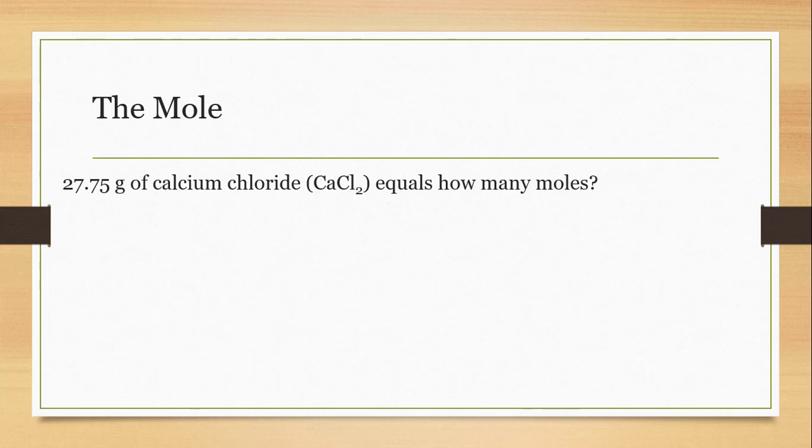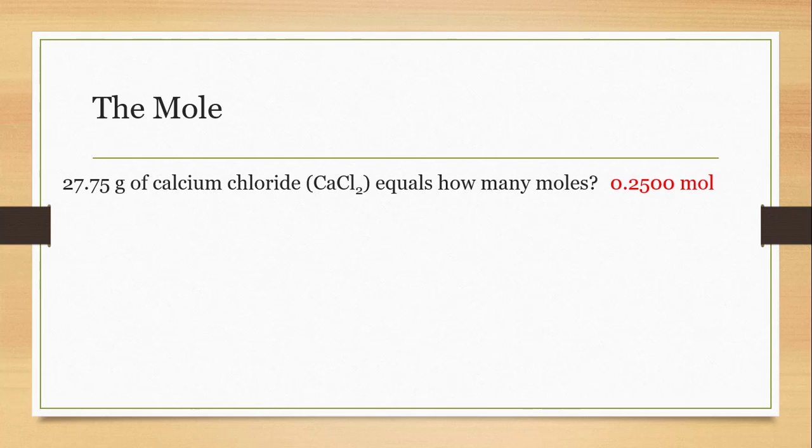So I think the best thing to do is to jump right in and start doing examples. I believe we have 4 of them. Here is the first. You've got 27.75 grams of calcium chloride. That's equal to how many moles? Stop, figure it out, come back, check your answer. We'll go through it. Go. And the correct answer is 0.2500 moles.